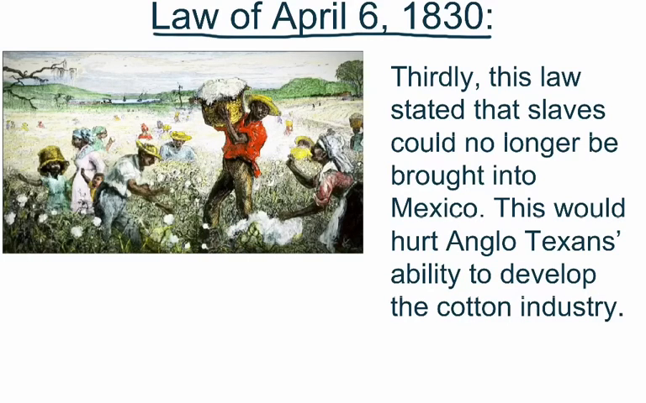But this third provision of the law of April 6 of 1830 said that slaves could no longer be brought into Mexico because, if you remember, slavery was illegal in Mexico. Now, what this did is this would hurt the Anglo-Texans' ability to develop what was the king here in South Texas and in the southern part of the United States, the cotton industry.